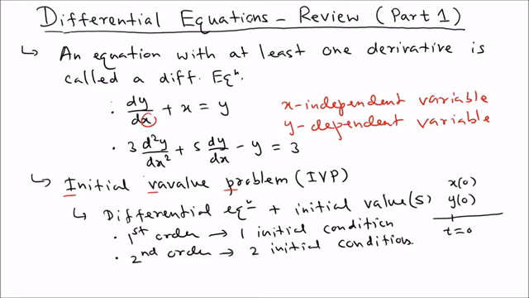And then there's another type of problem, what we call a boundary value problem. It can give you values not just at the beginning but at some other point. So I'll just write it for completeness: boundary value problem.